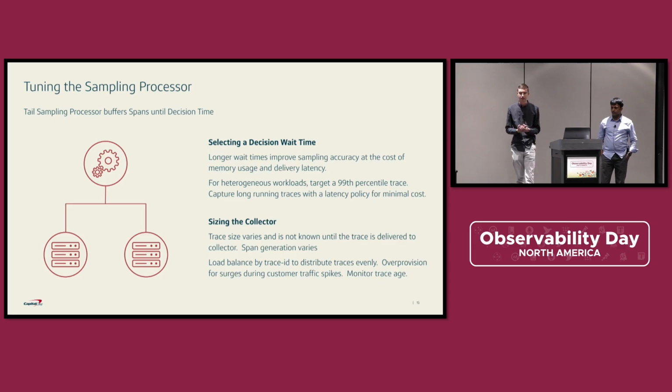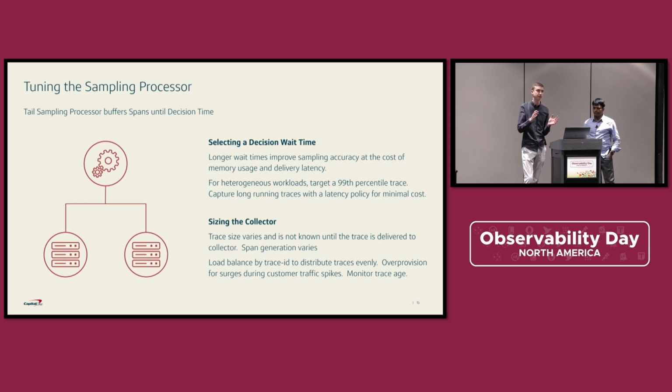One thing that we found is that if you're just trying to optimize for cost, you can look at a 99th percentile or even 95th percentile duration trace and shoot for that as your effective tracing target. And just sample everything longer than that with a latency policy. And this solves that long tail problem because it's not adding a lot to your cost, but it allows you to use a significantly smaller decision wait time than you would if you tried to capture all of your traces.